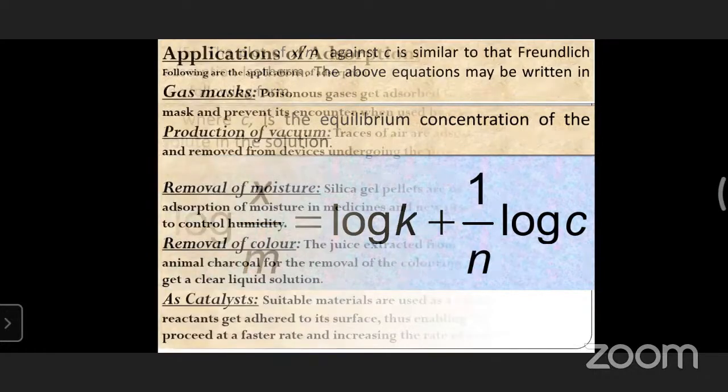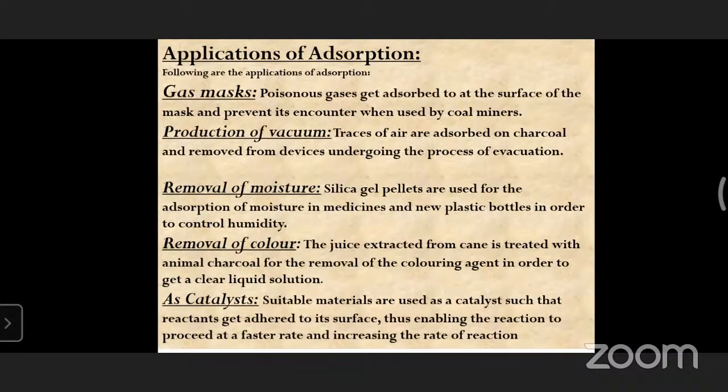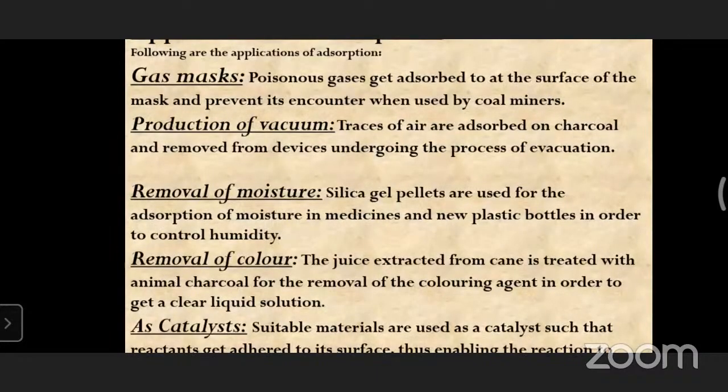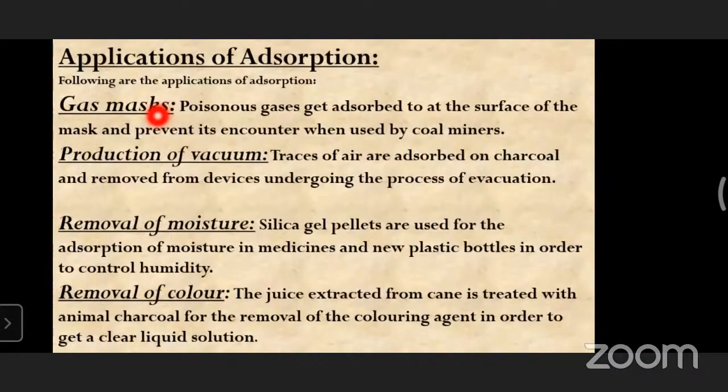Now we'll discuss the applications of adsorption. In which areas are we using this adsorption phenomenon? Let us observe. Gas masks. Already in the previous class I told you that poisonous gases get adsorbed, preventing their inhalation when used by coal miners. I mean, in the coal mines, like Singareni employees, and industrial effluents where gases will be released in a higher proportion, like polymer industries and toxic gases.